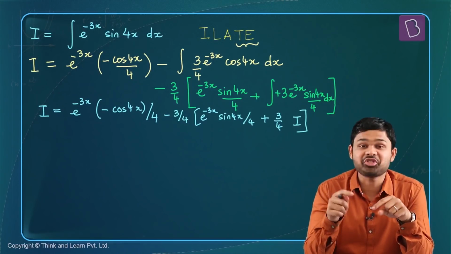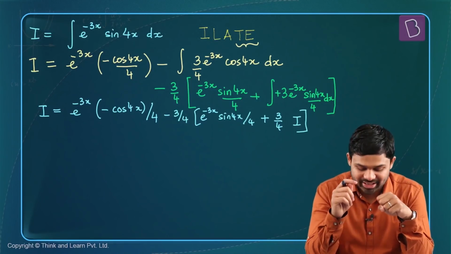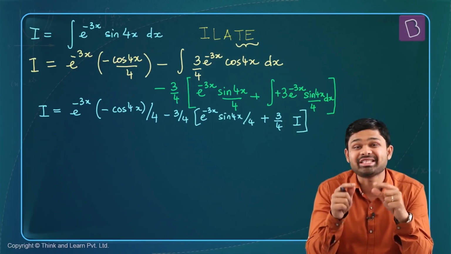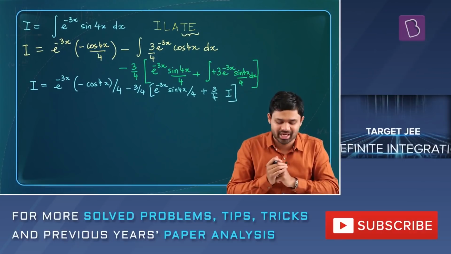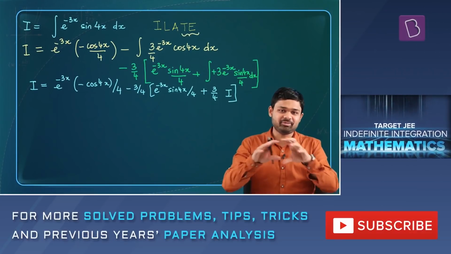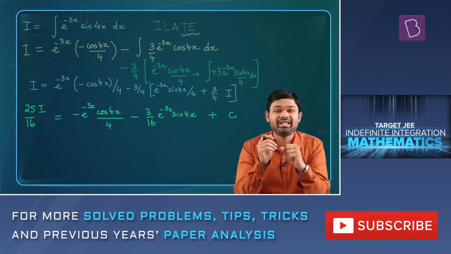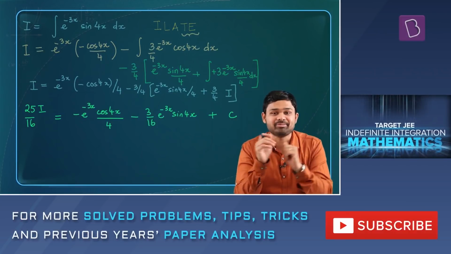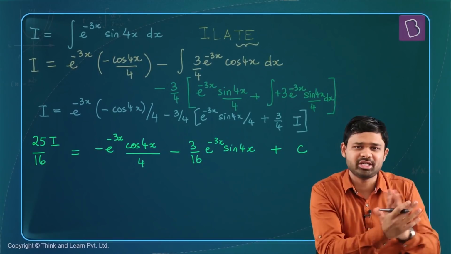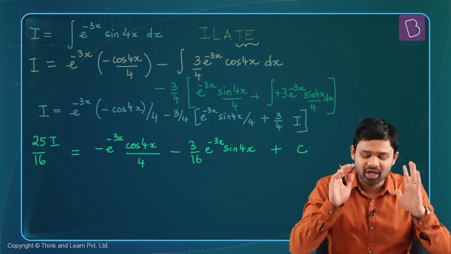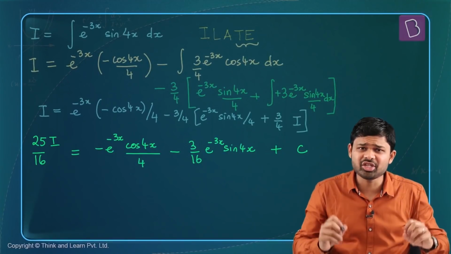Now I bring the 3 by 4 I over onto the other side. Well, in fact, I have to bring 3 by 4 times 3 by 4. I have to bring 9 by 16 I over to the other side. And if I simplify that, this becomes a very neat and clean 25 by 16 I is this particular expression here. And don't forget the constant of integration. So we will keep a constant of integration at the end of this answer. So that's going to be the answer to this question.